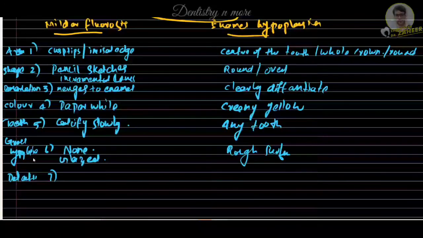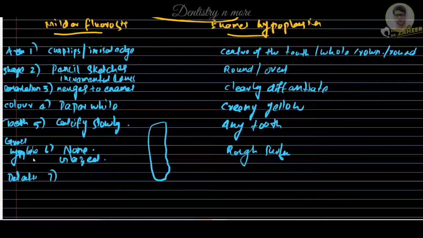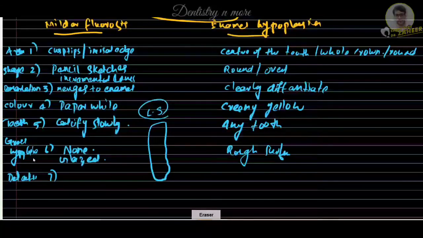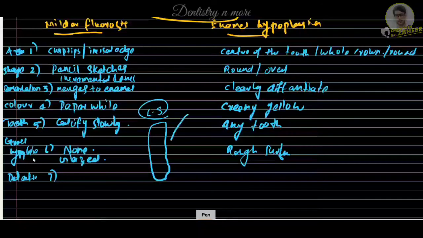So the next one is detection. How do we detect milder fluorosis and enamel hypoplasia under the light? Let this be a tooth surface, a longitudinal section, not a cross section. When we are checking for fluorosis, we should always use a tangent light. The light direction should be at an angle.